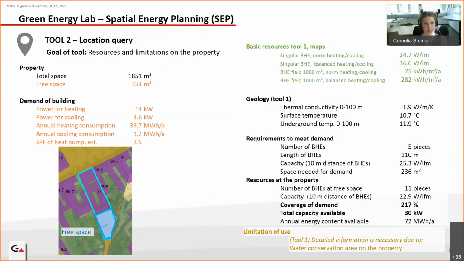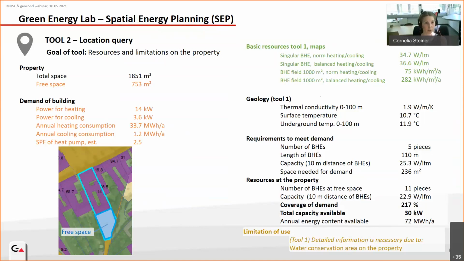And the last thing that is included in this PDF report is also information about possible limitations of use. For example, if there is a water conservation area, then you get some information text in the PDF report. This is taken from tool number 1 as well.